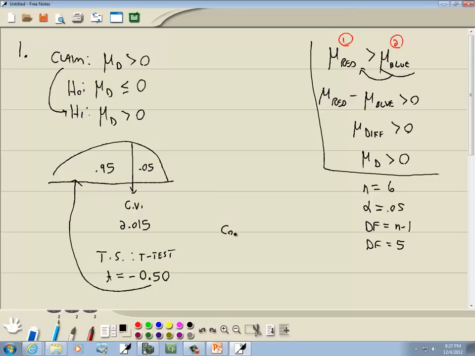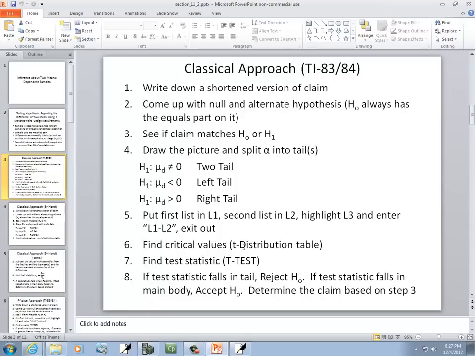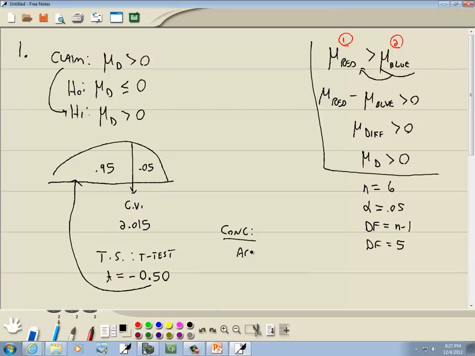So for our conclusion, this says if your test statistic falls in tail, it doesn't. If test statistic falls in main body, which it does, says you accept H0. Now, if you accept H0, that means you reject H1. These are opposites of each other. And since our claim matches H1, whatever we say about H1 is what we say about our claim. So we'll reject our claim.